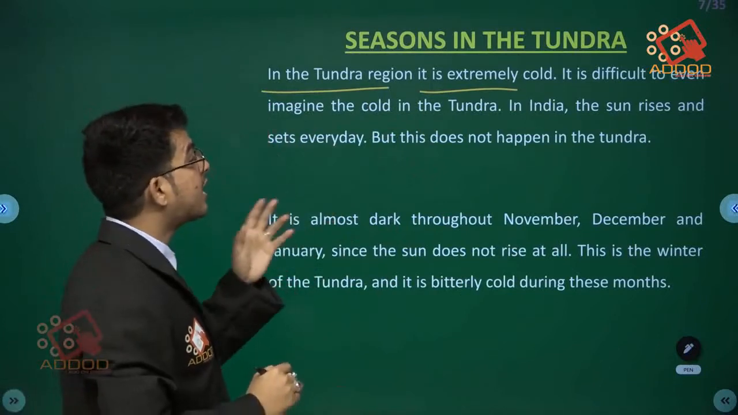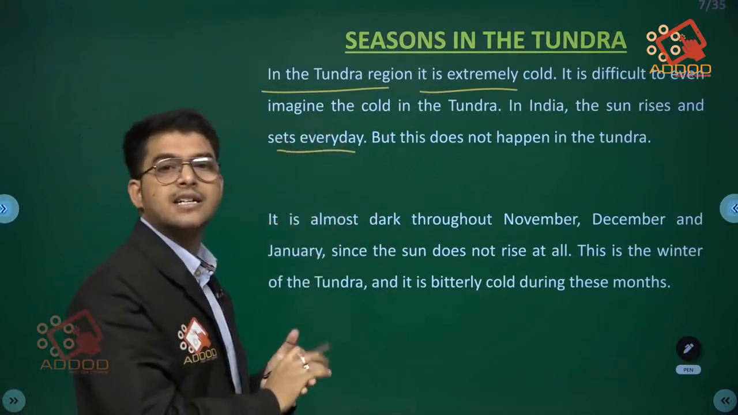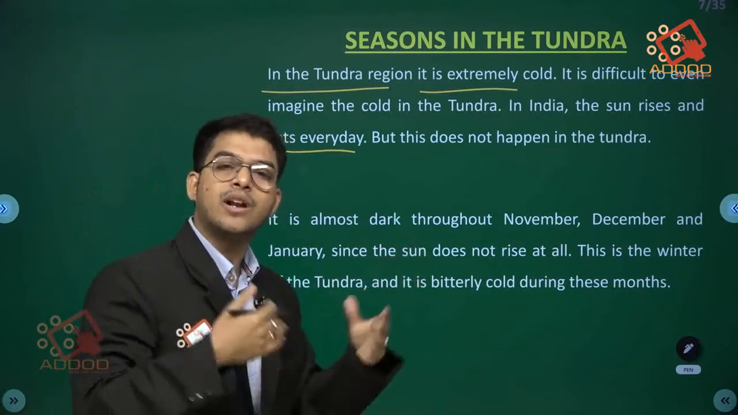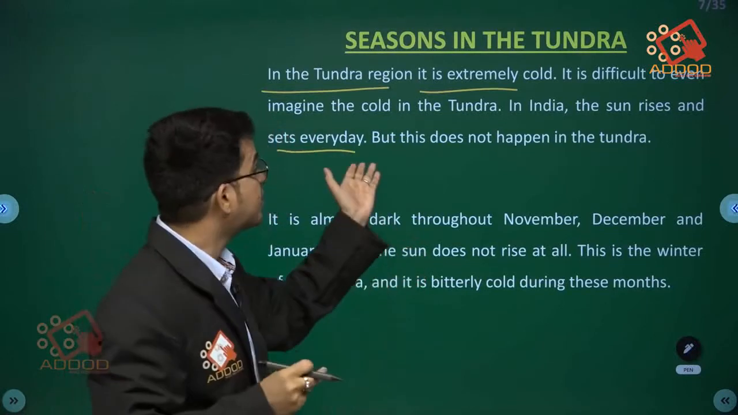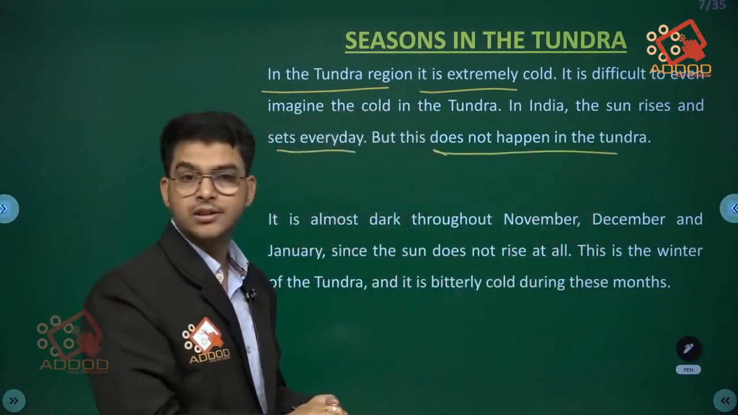In India, the sun rises and sets every day. Every day we feel morning, and every evening we feel good evening kind of situations. But this doesn't happen in the tundra.